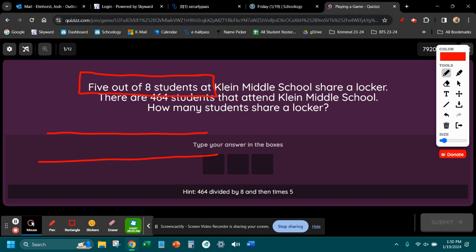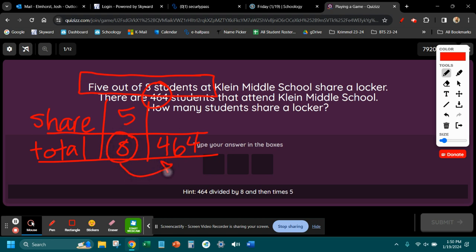We're going to take the given information and set up a part total table. So it says sharing a locker. We have share and total students. It's not asking about the not share, so we just need to do part total. So 5 out of 8. 5 out of 8 students share a locker, and then it's asking about 464 total students.